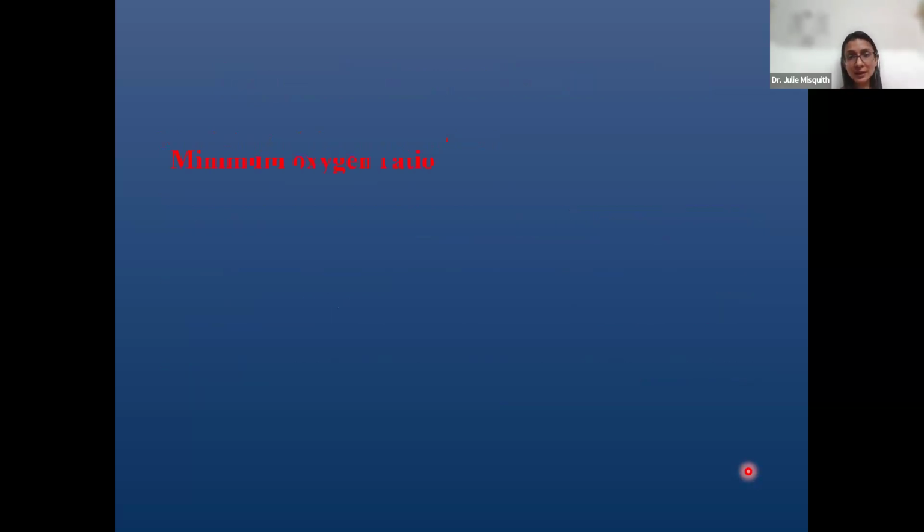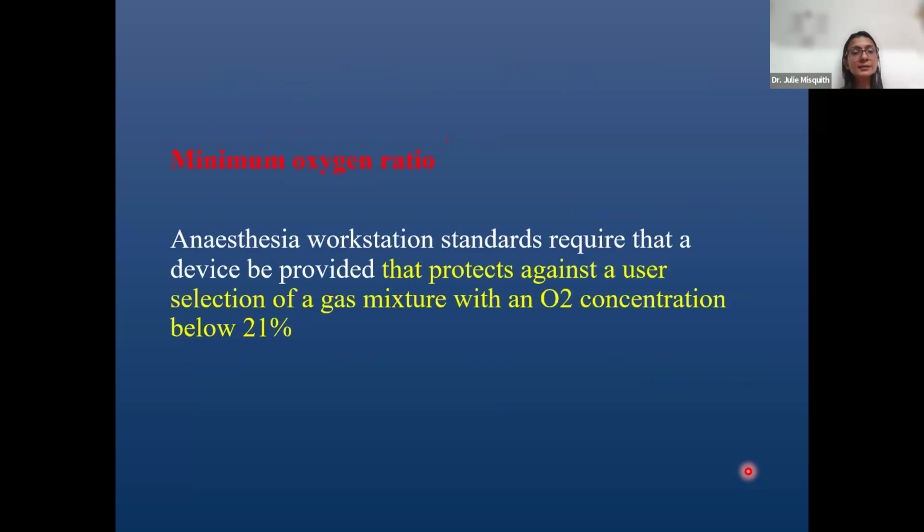The next hypoxic prevention safety feature is the minimum oxygen ratio. Anesthesia workstation standards require that the device be provided with a minimum of 21% of oxygen before any other gas can be used. Hypoxic injuries have happened in the past with older machines where it was possible to set oxygen and nitrous oxide flow independently, and hence this feature has now been incorporated in the newer machines, which helps to prevent hypoxic mixtures being delivered.